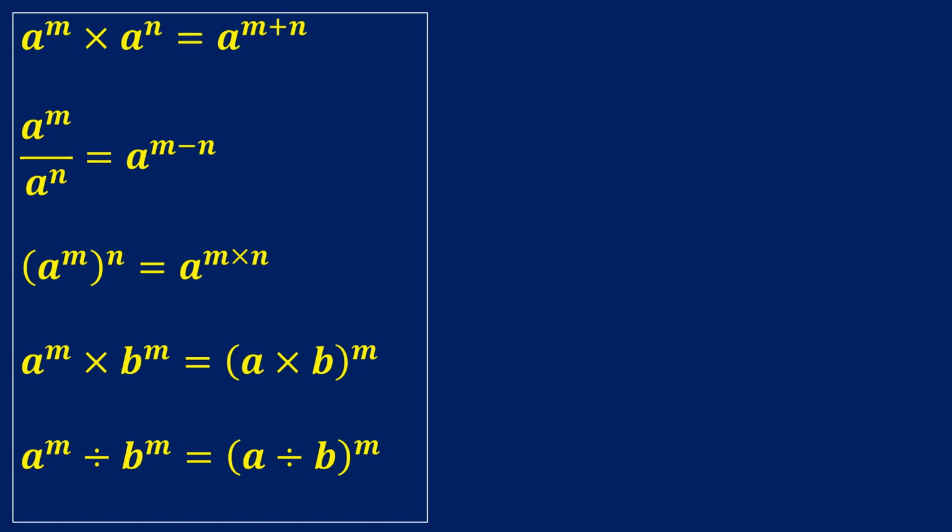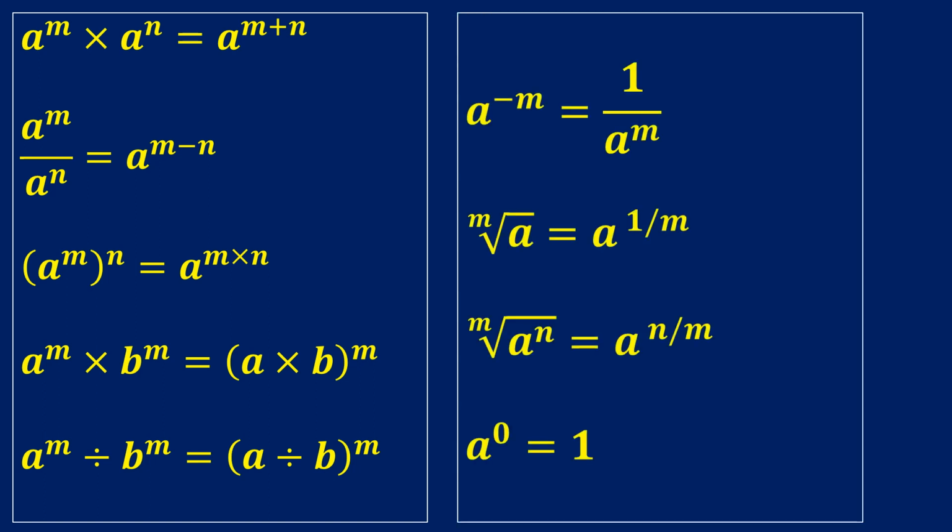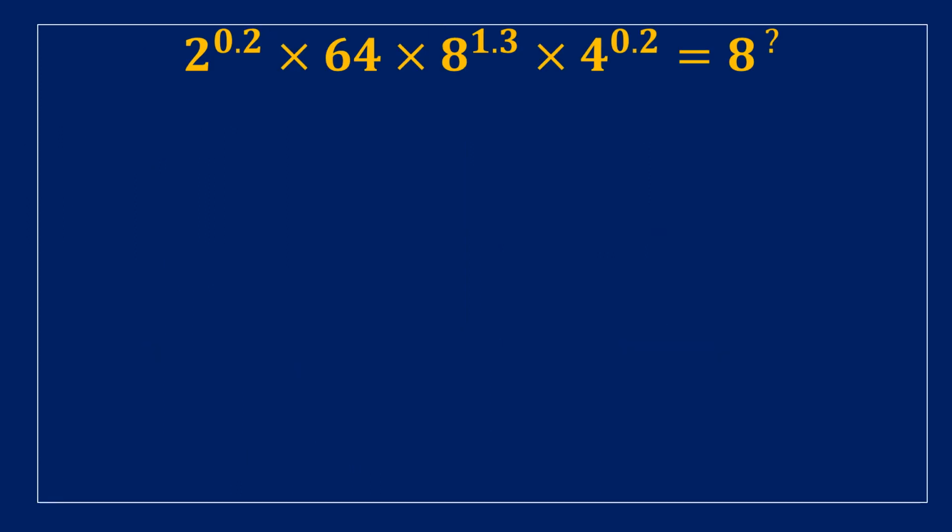If the powers are equal, then the bases should be multiplied by each other. That is, a power m into b power m is equal to a into b whole power m. Similarly, a power m by b power m is a divided by b whole power m. A power minus m equals 1 divided by a power m. M root a is a power 1 by m. M root of a power n is a power n by m. A power 0 is 1.